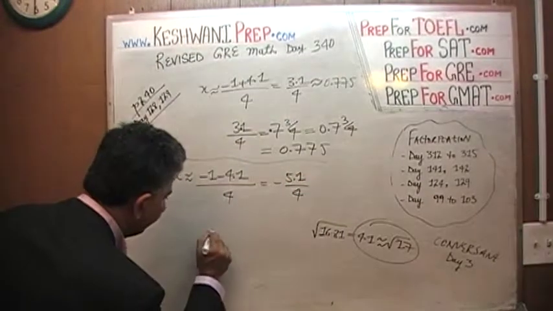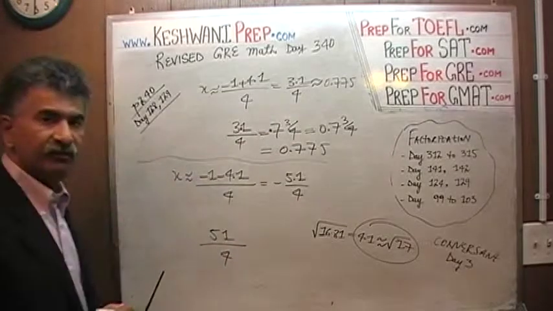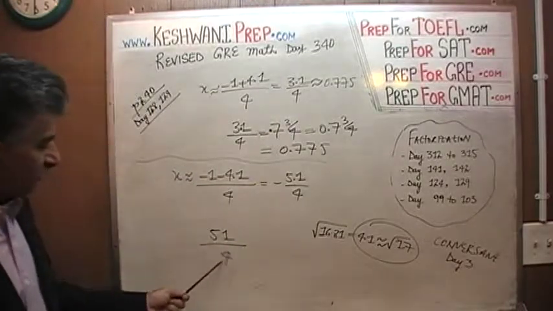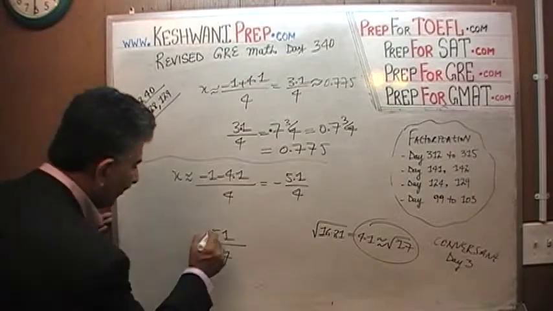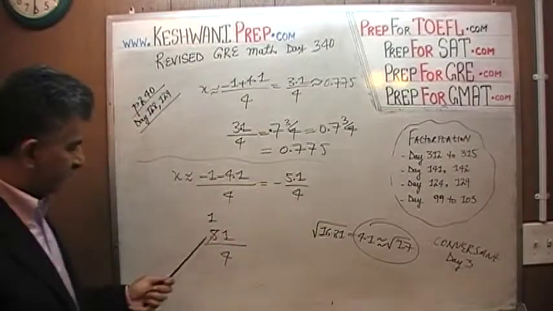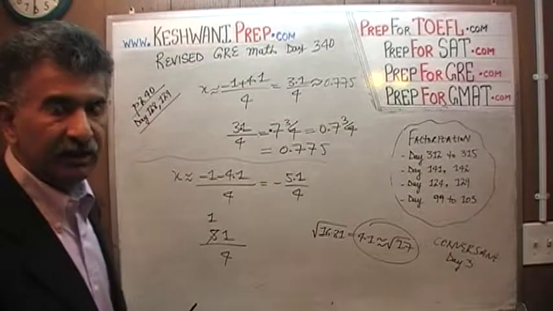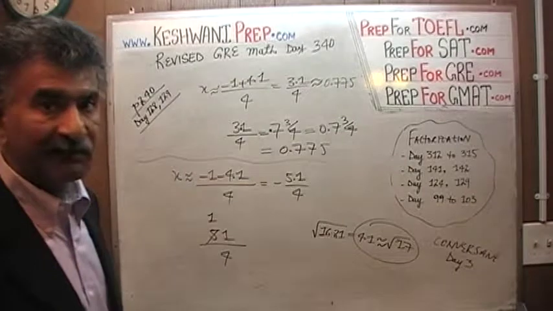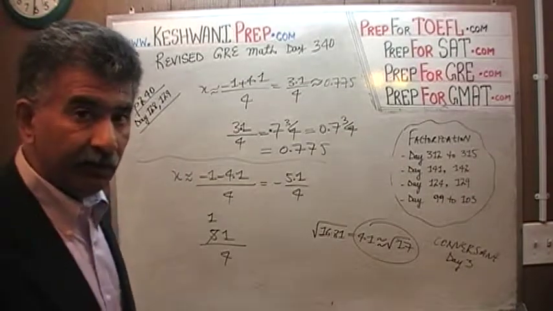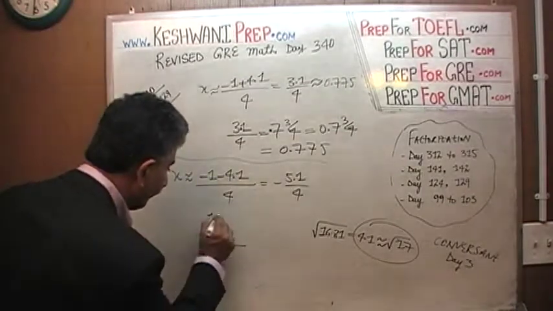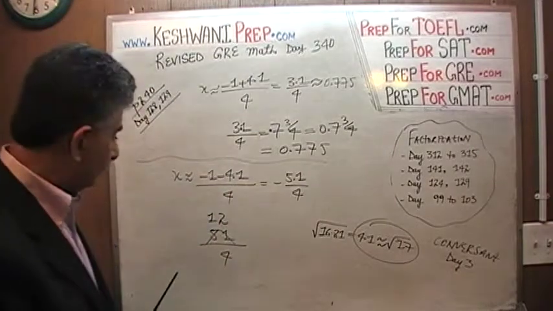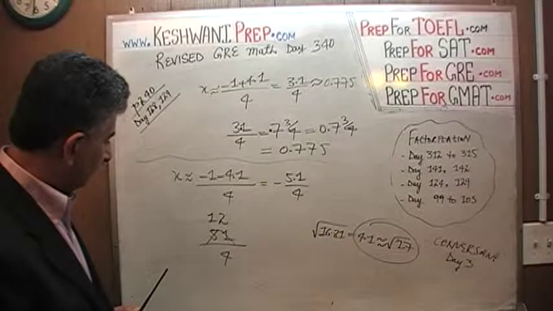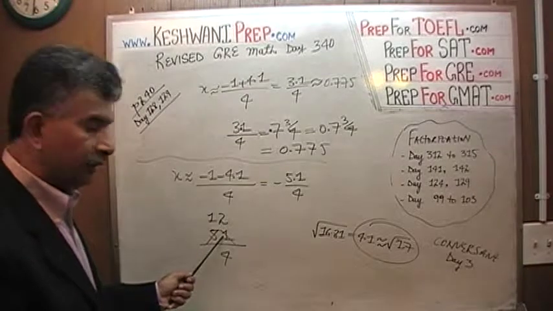Let's do it up here. So we're dividing 51 by 4. Watch what happens. How many 4s in a 5? 5 has 1 4. The remaining 1 goes and joins 1, becomes 11. How many 4s in 11? 11 has 2 4s. The remaining 3 is left.